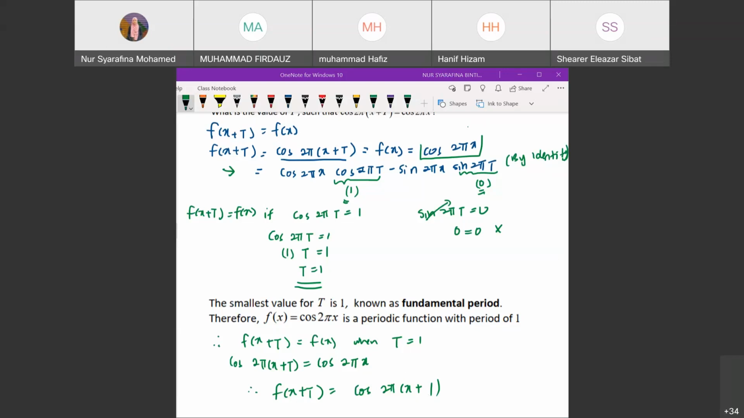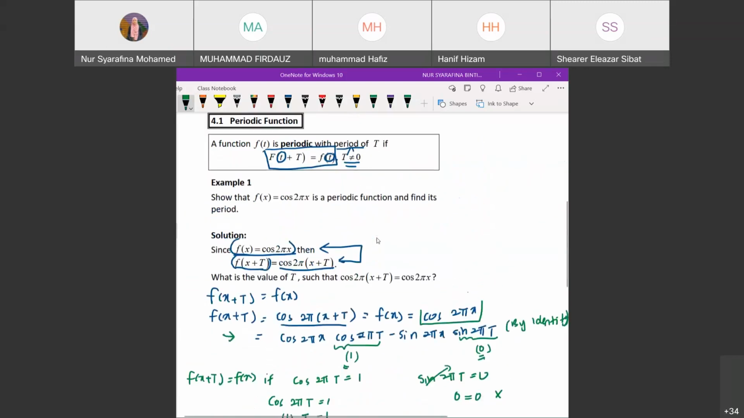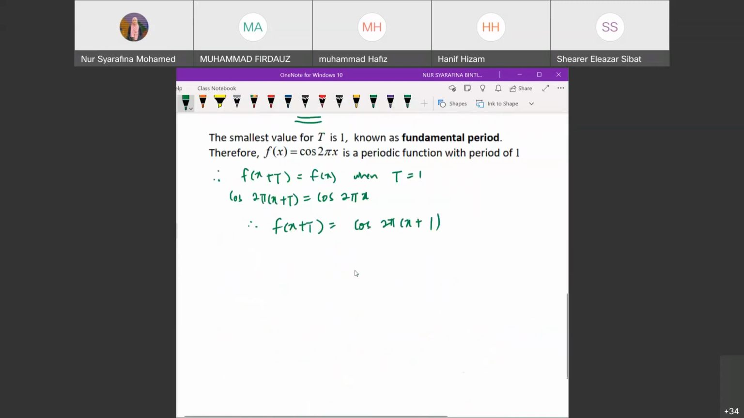Okay, no question? All of you understand this? So what is a periodic function again? f(x+T) equals f(x), f(t+T) equals f(t). You have to show that, and then you have to find the value of T. Okay, let's try the next example.